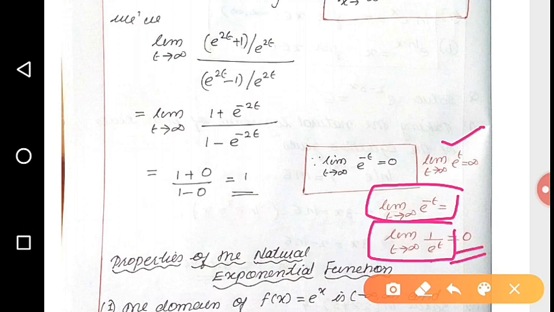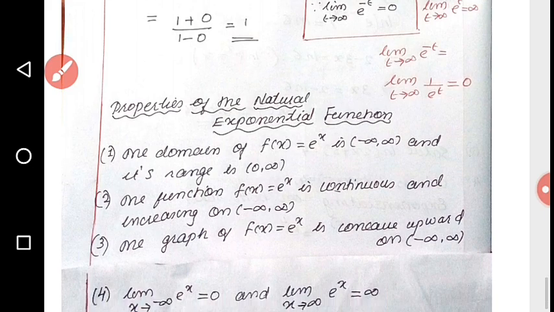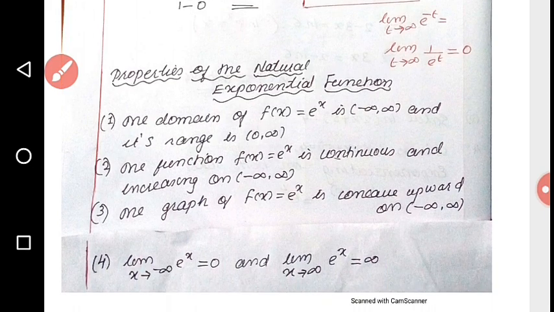That is value 0. Therefore the value is 1. So these are the properties of natural exponential functions. Domain is minus infinity to infinity. Range is 0 to infinity, only positive values, and it never becomes 0.